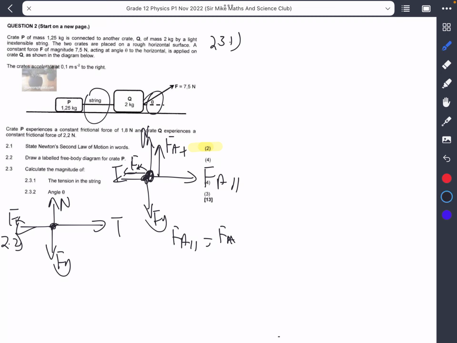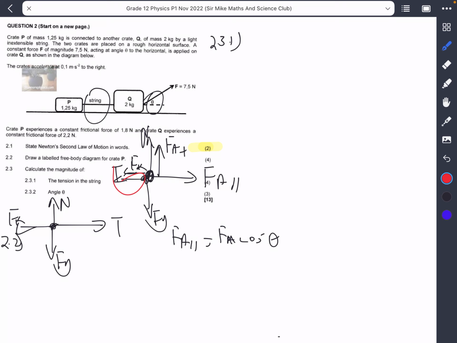So it would be FA, force applied, multiplied by cos of theta. So that theta would actually be the angle, that angle there. As you can note, we don't know the tension. We also do not have that theta there.